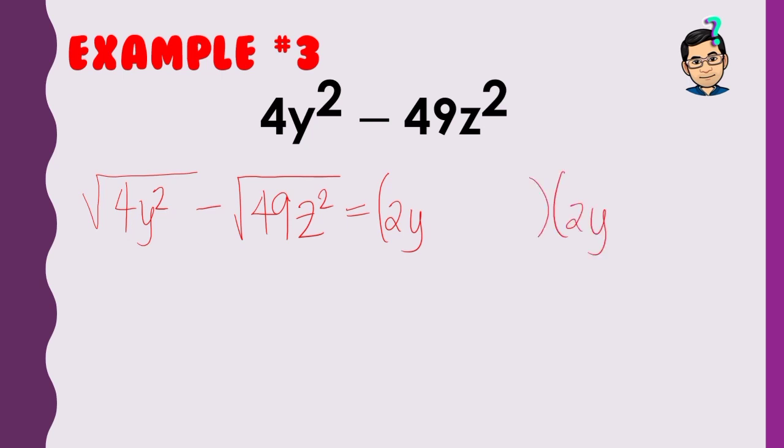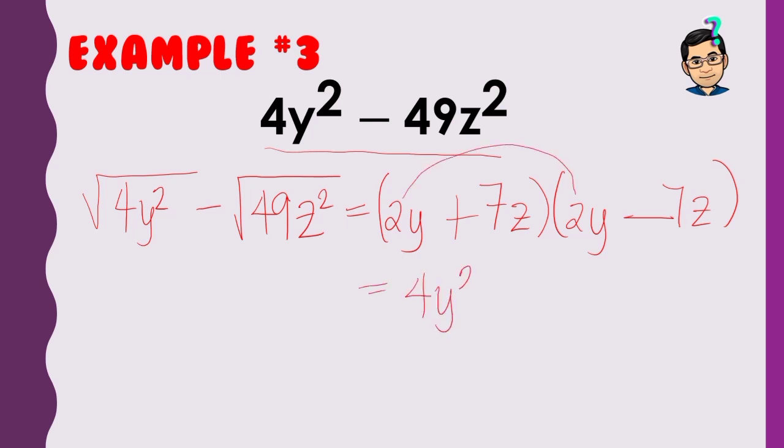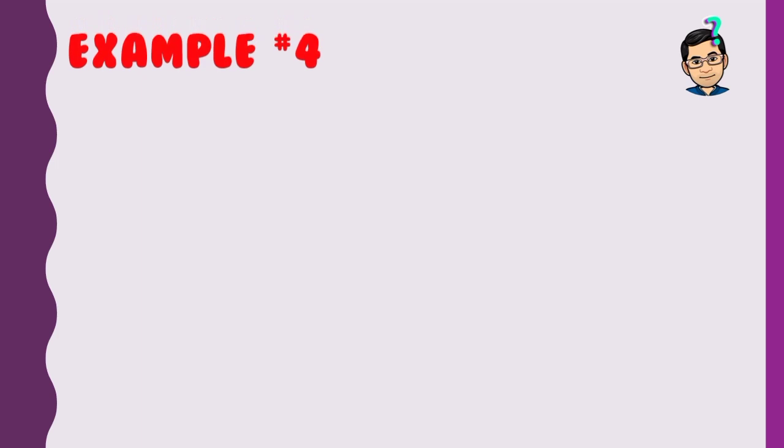And then, what about 49z squared? 7z. Ayan, so plus and then minus. So, ang factored form ng 4y squared minus 49z squared ay ito. The quantity of 2y plus 7z times the quantity of 2y minus 7z. So, to check, 2y times 2y equals 4y squared minus 7z times negative 7z. The answer is 49z squared. So, this is correct. So let's have example number 4.